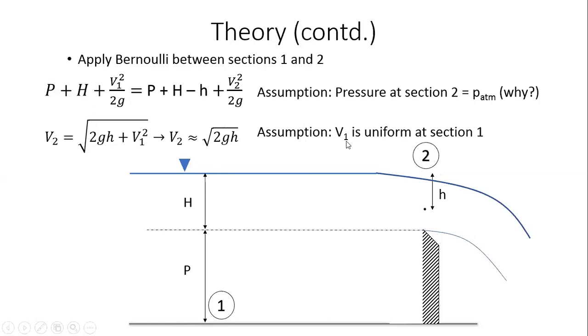And we are also assuming that V1 is uniform at the entire section. So we get rid of V1 square. So we are left with V2 approximately equal to under root 2gH. So at a height of small h from the water surface, the velocity is under root 2gh. Okay, so we will continue to use this.